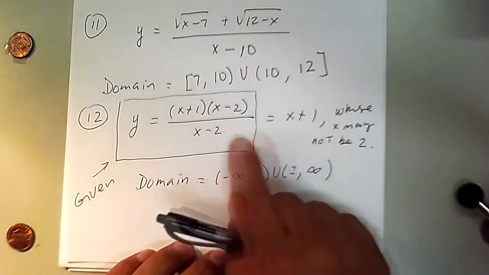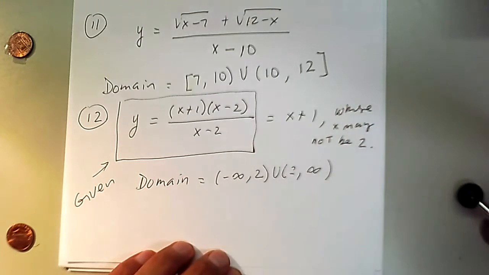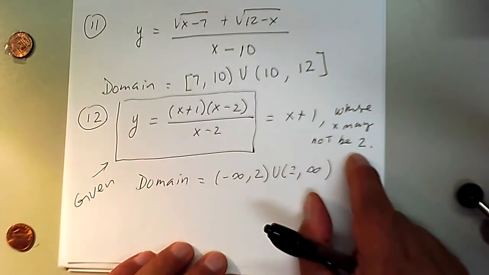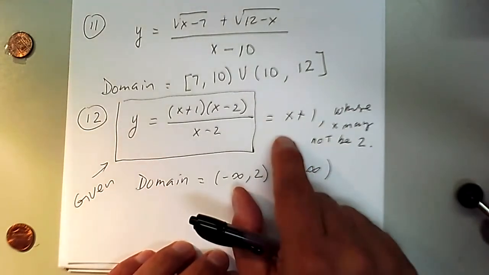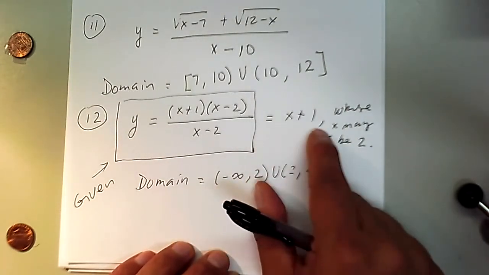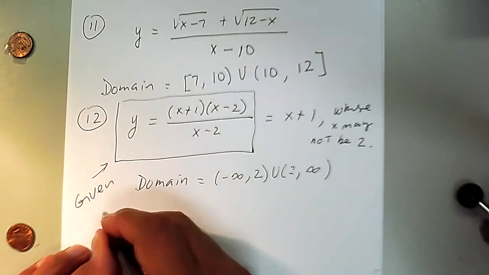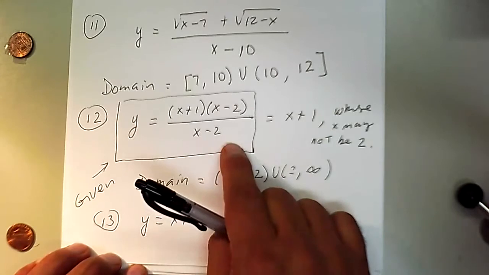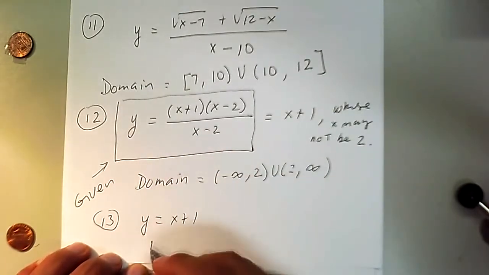How do we reconcile those? Simply by being more explicit about what the domain may be. So again, if you just see x plus 1, so let me put example 13, y equals x plus 1, versus this example, they're not the same example.